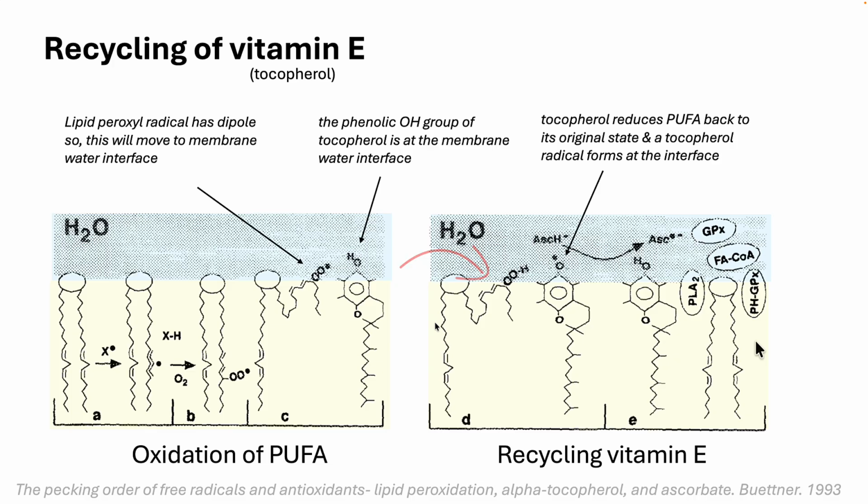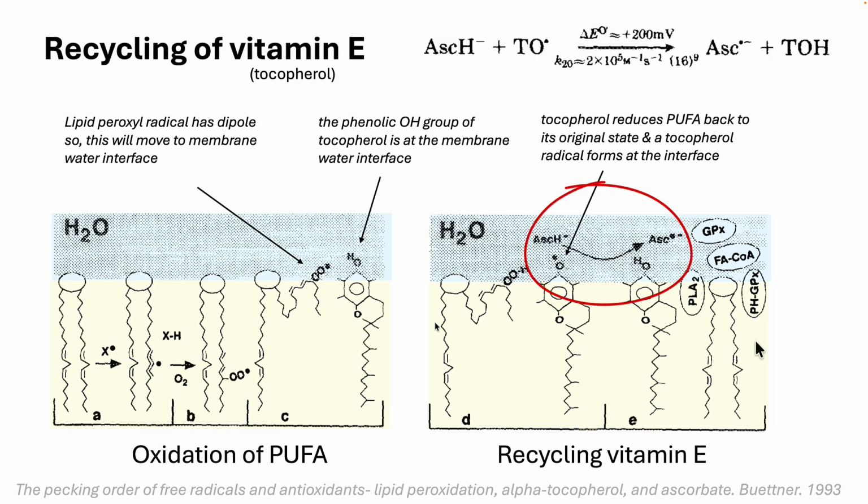Since it has lost an unpaired electron along with it, it itself becomes a tocopheroxyl radical. This unpaired electron is oriented towards the aqueous phase. And this spatial arrangement now allows vitamin C to reduce it back to active tocopherol. So you can see how vitamin E and vitamin C play an electron relay that integrates the lipid phase and aqueous phase redox systems.